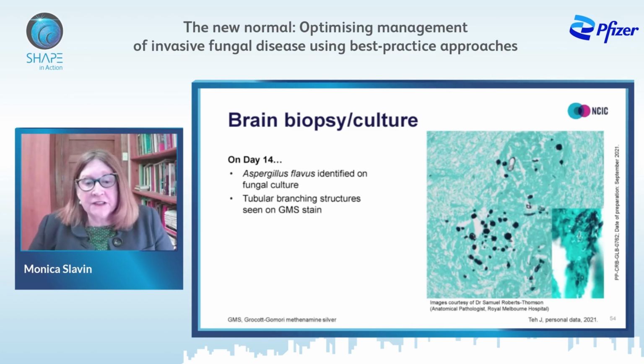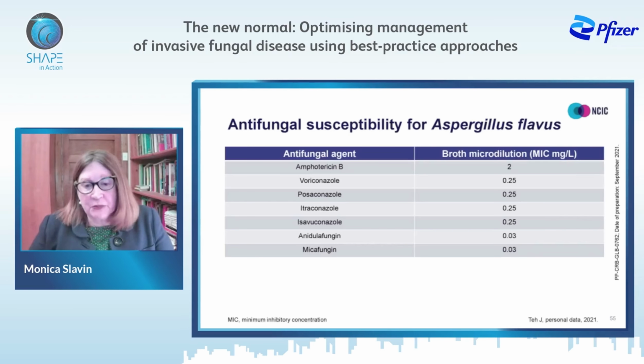The culture then identified Aspergillus flavus in this patient, and you could see these branching structures on the GMS stain of the brain biopsy, as well as the culture showing Aspergillus. So this organism luckily was highly susceptible. It was susceptible to all the azoles and also to amphotericin B, but really on the borderline of susceptibility to amphotericin B.